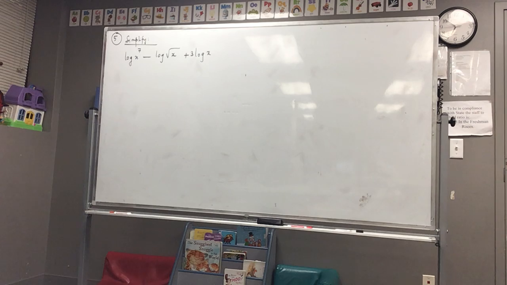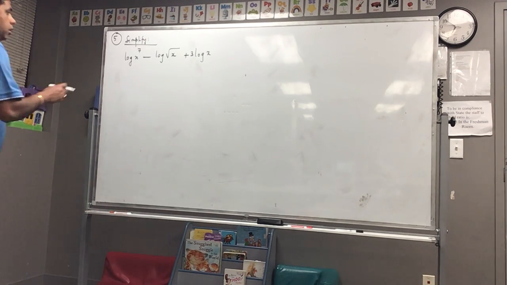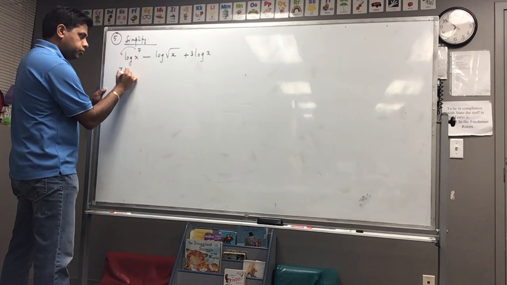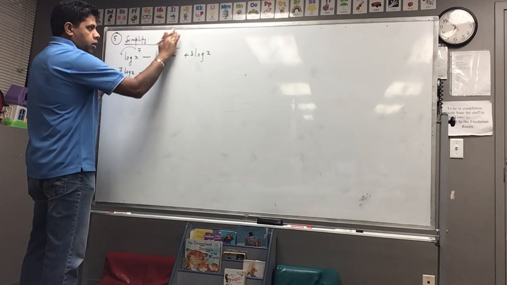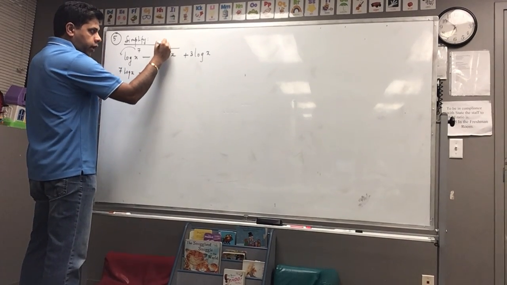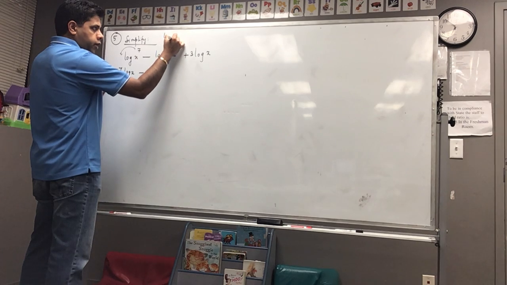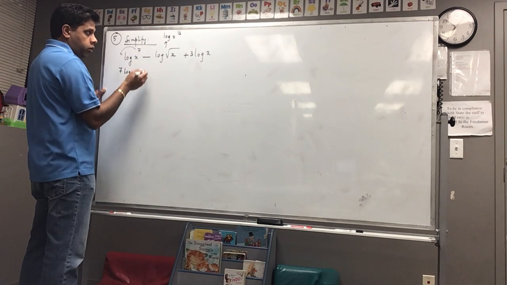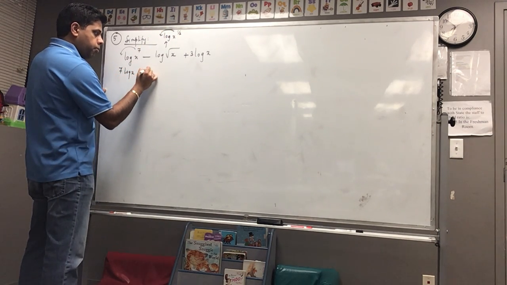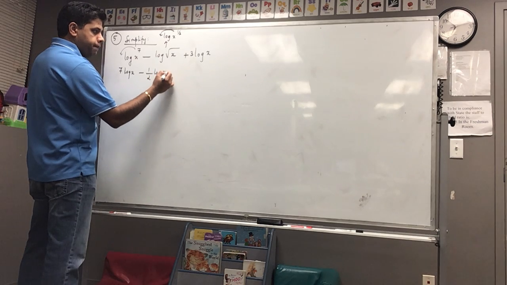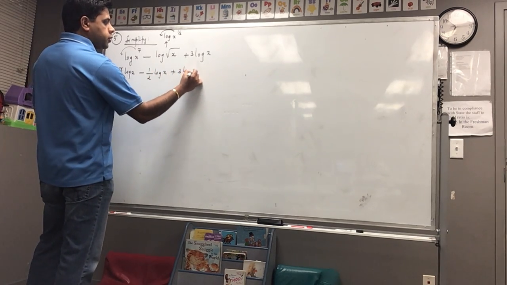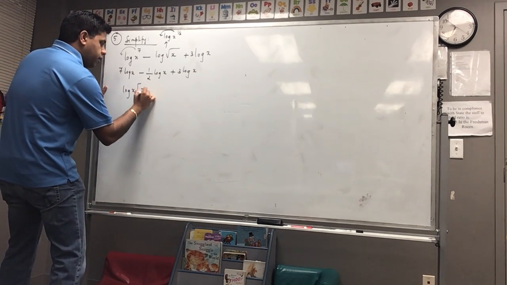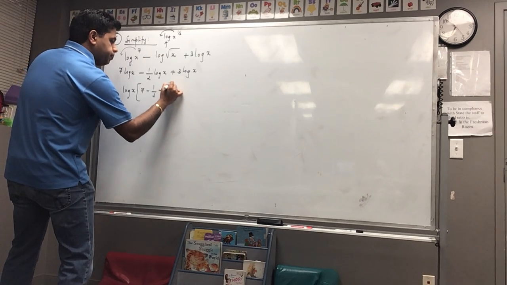All right, let's get started. Log a raised to b is b log a. So log square root x can be written as log x raised to half, because square root is nothing but half radical, half exponent, sorry. So that also comes in the front, minus half log x plus 3 log x. Well, log x is common. So 7 minus half plus 3.